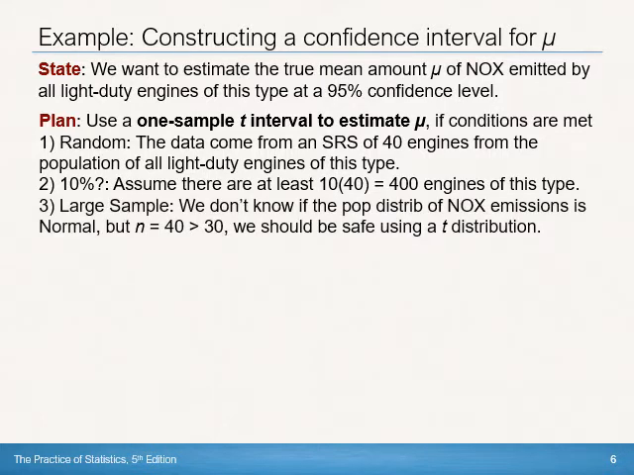And we have to look at the large counts, or a large sample. How large was our sample? Our sample was 40, which is larger than 30. The central limit theorem then says that our sampling distribution of x bar is approximately normal. So we are safe to use our t distribution calculations.